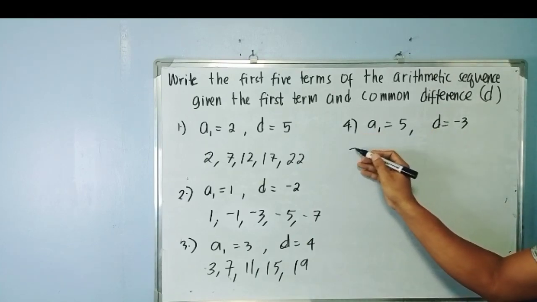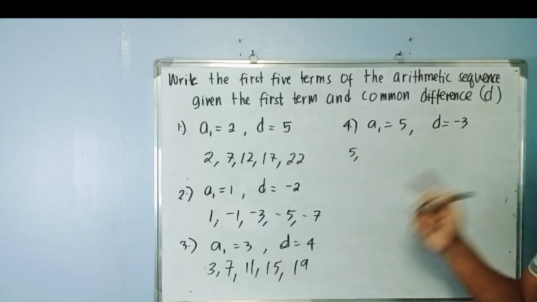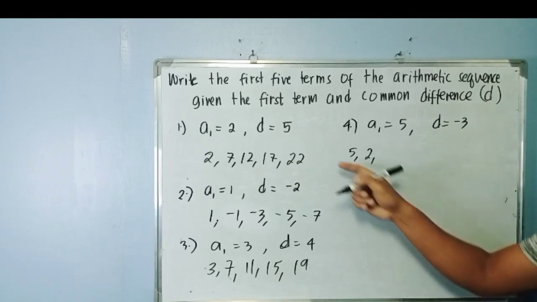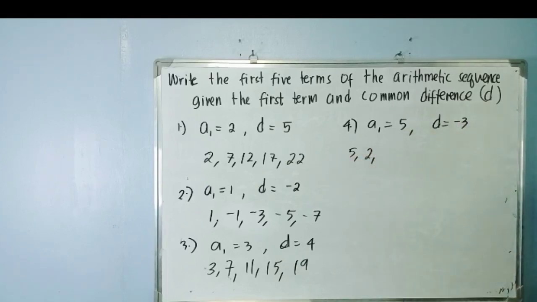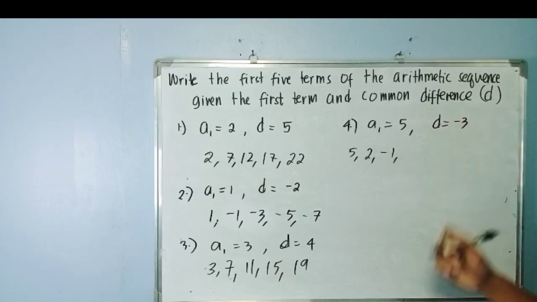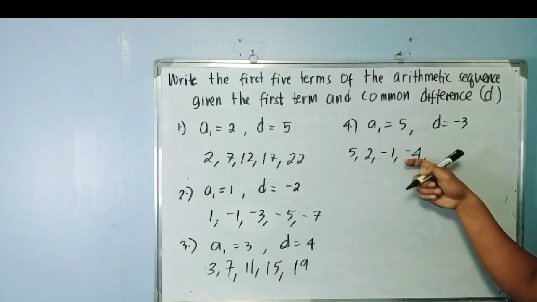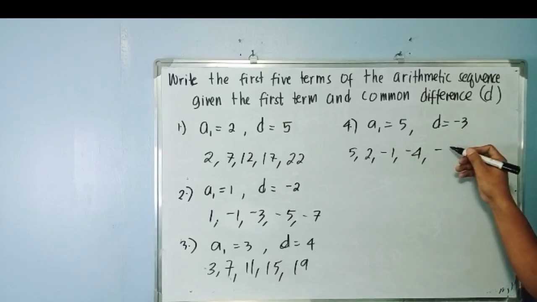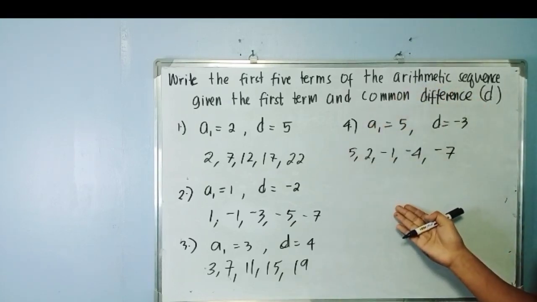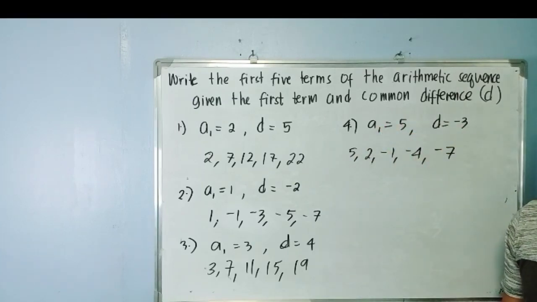Example number 4. We have first term 5 and the common difference negative 3. So the first term is 5. The common difference is negative 3. So we add negative 3 to each term. So 5 plus negative 3, the result is 2. Having different signs, subtract. So 2 plus negative 3, that's negative 1. Negative 1 plus negative 3, the result is negative 4. Negative 4 plus negative 3, the result is negative 7. So these are now the first 5 terms of the sequence, having the first term 5 and the common difference negative 3.